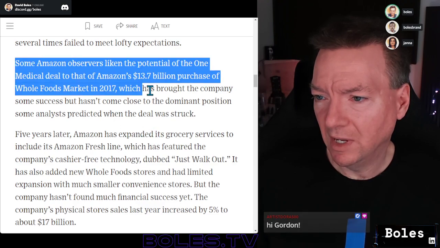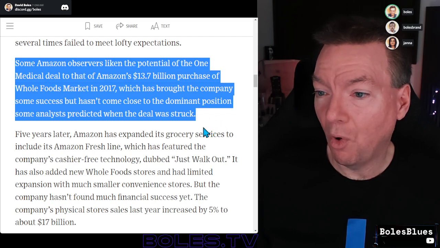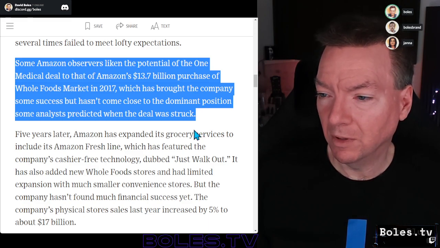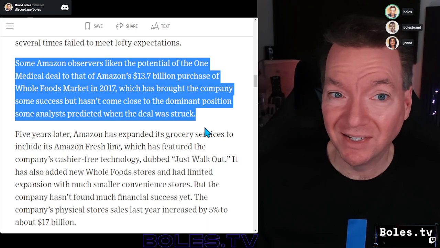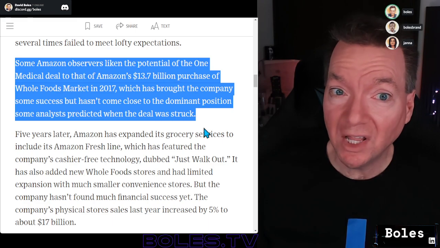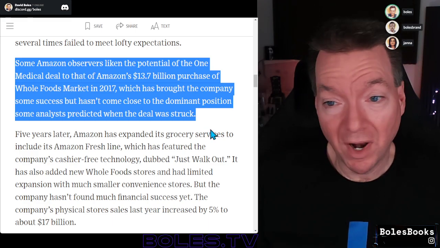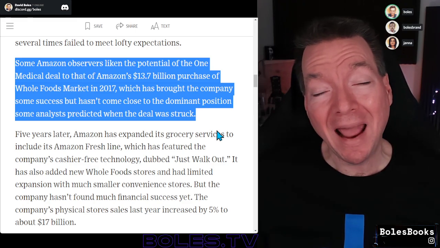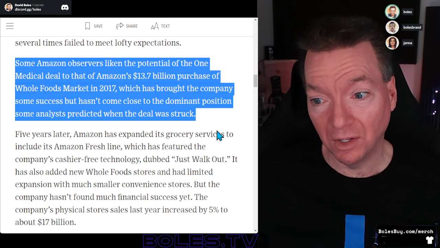Some Amazon observers liken the One Medical deal to Amazon's $13.7 billion purchase of Whole Foods in 2017, which has brought the company some success, but hasn't come close to the dominant position some analysts predicted when the deal was struck. Well, Whole Foods, it's elite. They have a lot of stuff, but it's expensive, and it's really expensive now to get it to you. $15 delivery fee. If you're a nice person, you're going to tip $20. So before you even order an apple, you're in for $35, just in fees alone.